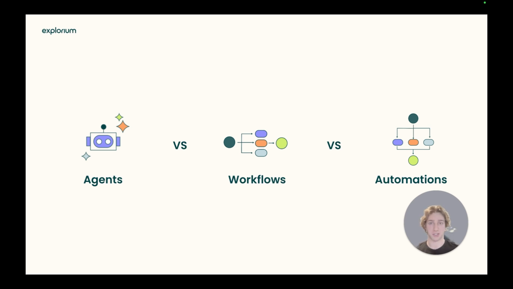and predefined action. Whereas on the other hand, an agent can evaluate context and decide dynamically. It can look at the full picture and it can adapt its actions based on what it observes. In the broad picture, workflows and automations execute on predetermined logic, whereas agents reason and adapt dynamically.